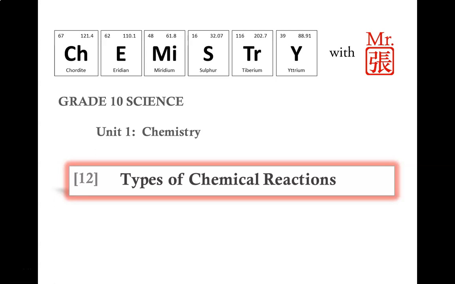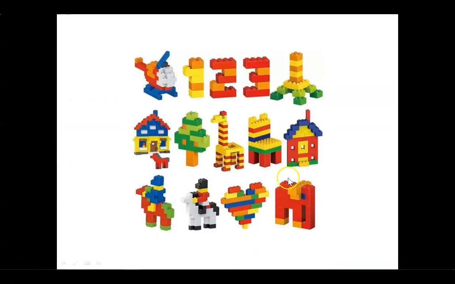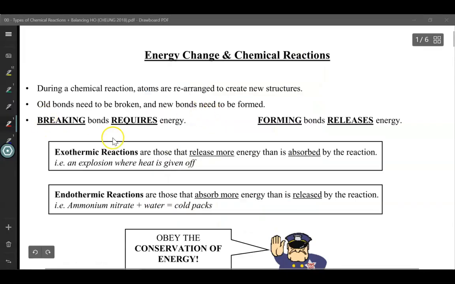In this video tutorial, we will discuss the different types of chemical reactions. So if you recall, during a chemical reaction, atoms are rearranged to create new structures. Just like Lego blocks, we have to disassemble the old molecule before we can reassemble it into a new molecule. The process of breaking the old bonds requires energy, while the process of forming the new bonds releases energy.